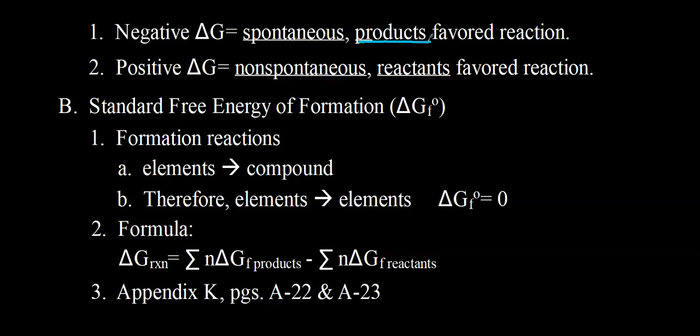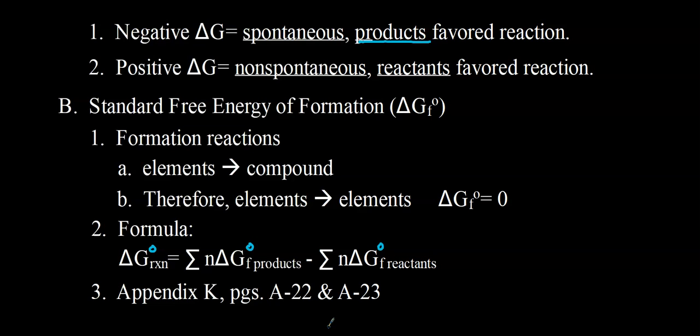Just like with delta HF for elements, the delta GF for an element is 0. The only other thing that's not always 0 is going to be S for a substance. That's not 0. But delta HF for an element, delta GF for an element is going to be 0. All right, formula, again, technically this is at standard conditions. So let's add those. Delta GFs of the products minus delta GFs of the reactants is going to give us delta G for the reaction.